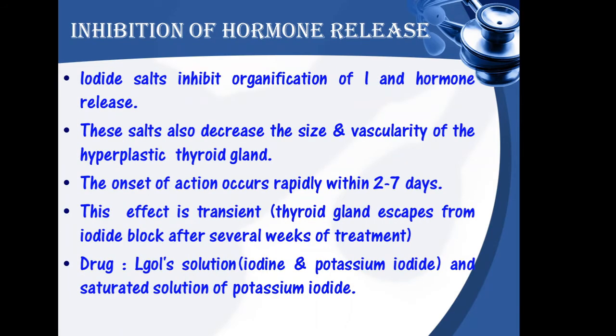Second is the inhibition of hormone release, where the iodide salts inhibit organification of iodine and hormone release. These salts also decrease the size and vascularity of the hyperplastic thyroid glands. The onset of action occurs rapidly, within 2 to 7 days. This effect is transient, that is, the thyroid gland escapes from the iodide block after several weeks of treatment. Drugs include Lugol's solution and saturated solution of potassium iodide.